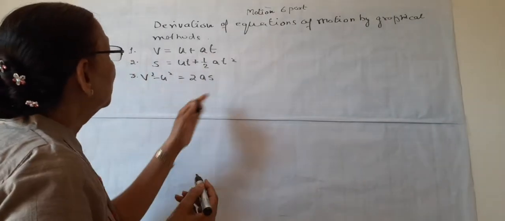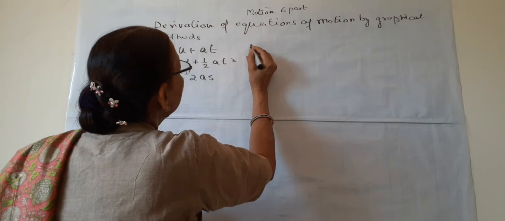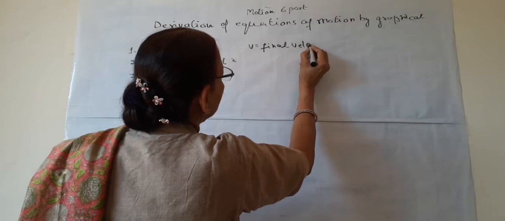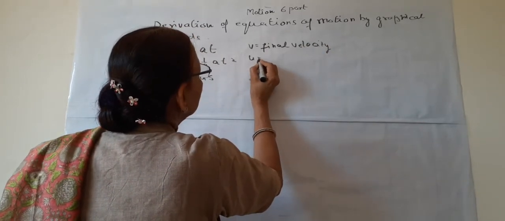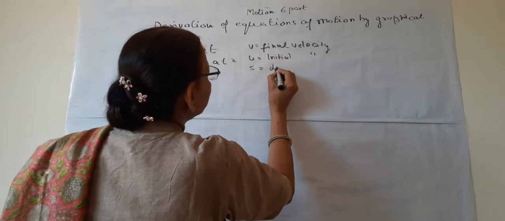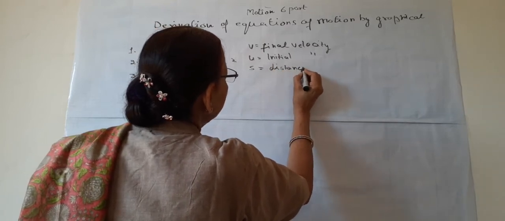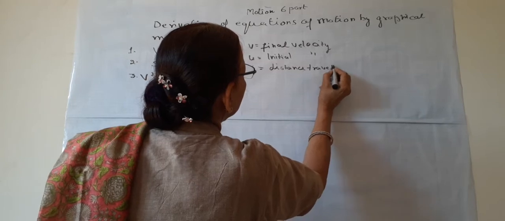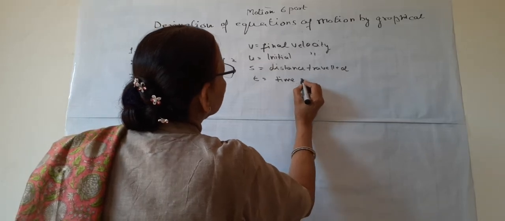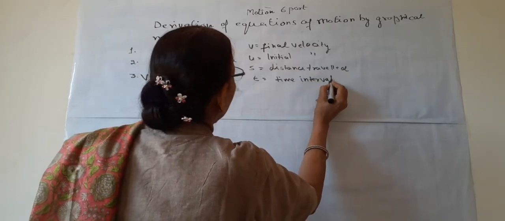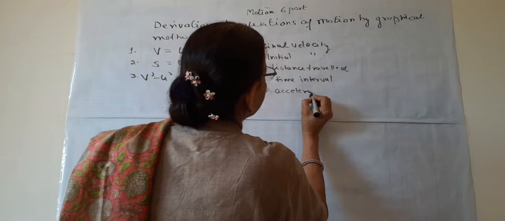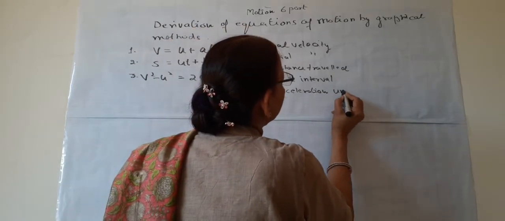Now we should know what these notations are. All of you know v is final velocity, u is initial velocity, s is distance traveled or displacement, t is time interval, and a is acceleration, and this acceleration is uniform acceleration.